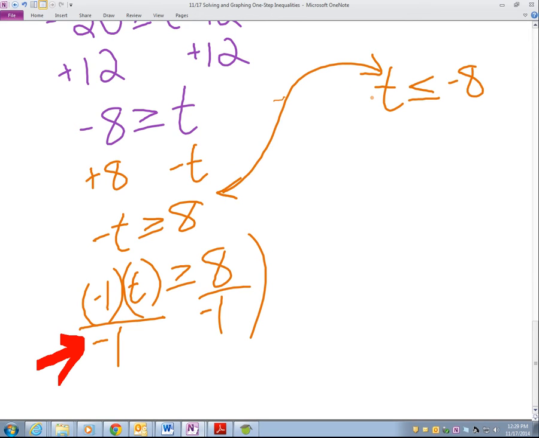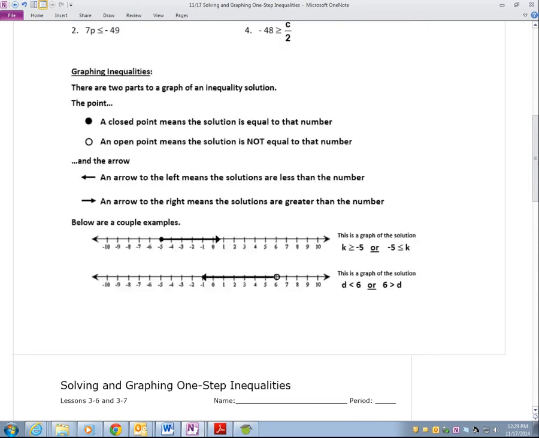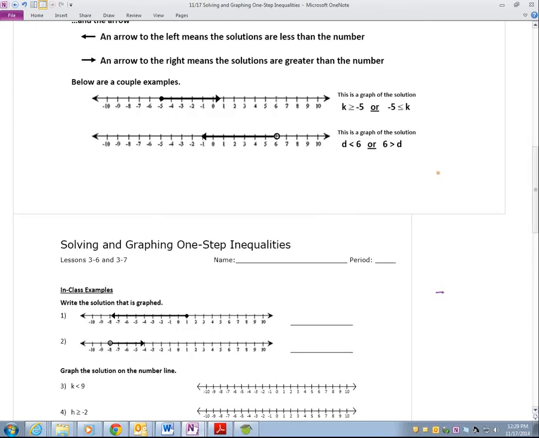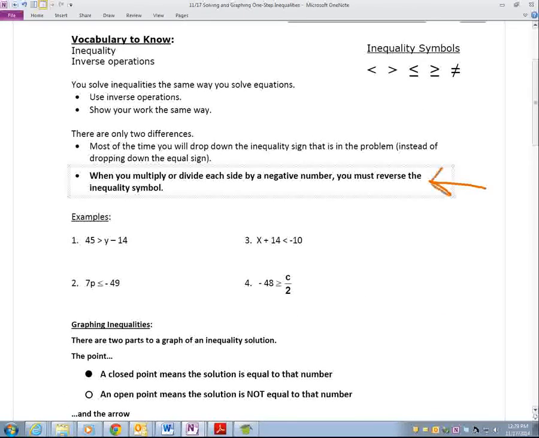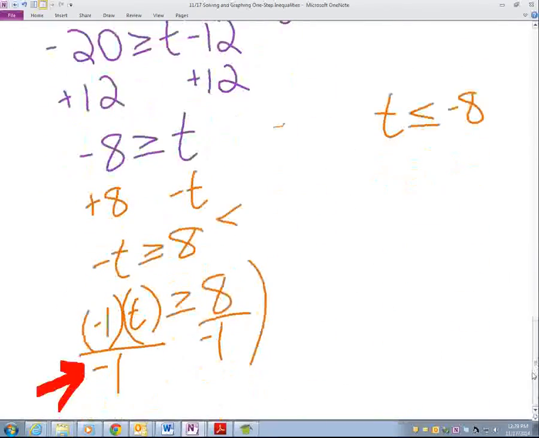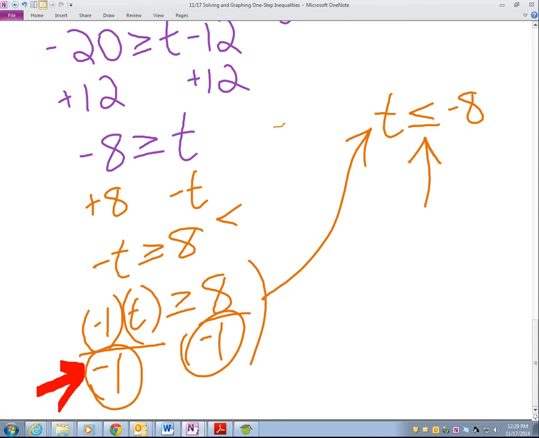And if you're wondering why I flipped that sign when I divided by a negative, just go back into our notes to the part that we highlighted when you were in class. It says, when you multiply or divide each side by a negative number, you must reverse the inequality symbol. Here's the reverse inequality symbol, because of this division by a negative number. And now I can graph that.